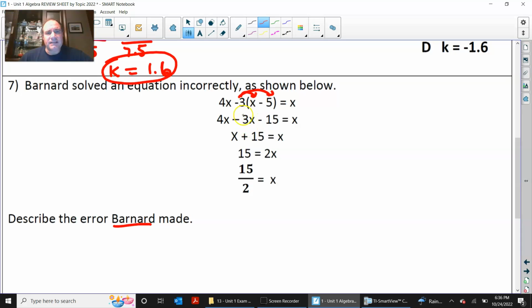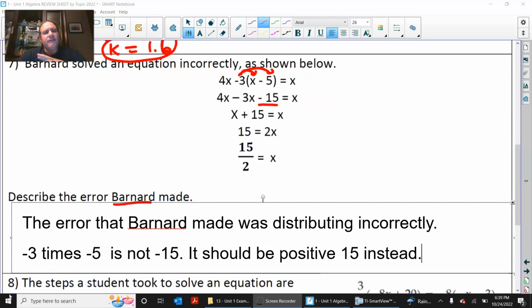Negative 3 times x is negative 3x. Negative 3 times negative 5 is supposed to be a positive 15. So that is wrong. If you're going to describe something that is incorrect, that's the error that Bernard made. So the error that Bernard made was that he distributed incorrectly. Negative 3 times negative 5 is not a negative 15. It is a positive 15 instead. So that's what you would put for that.